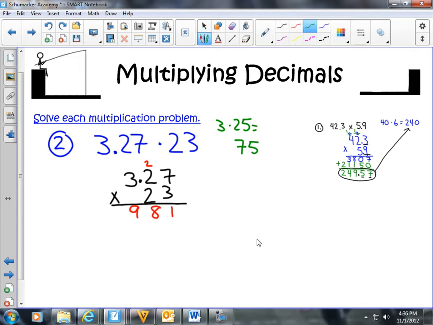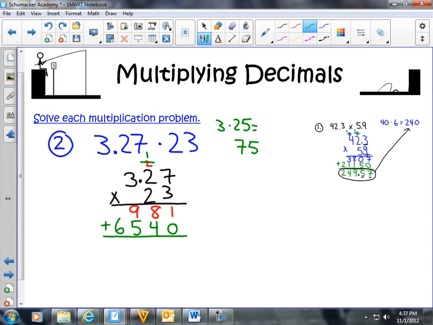Now I'm going to multiply by the 2, which is in the tens place, or the second place over. So I'm going to go ahead and put a 0 here. And I'm going to have 2 times 7 is 14. Carry my 1. 2 times 2 is 4, plus 1 is 5. And then 2 times 3 is 6.